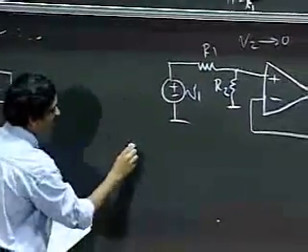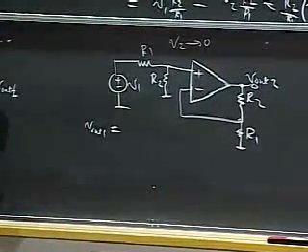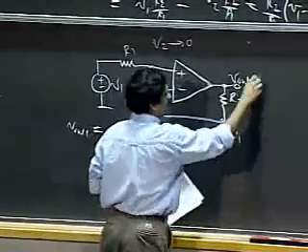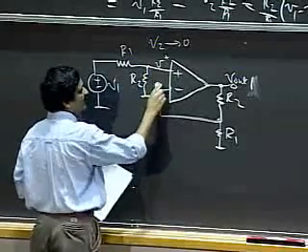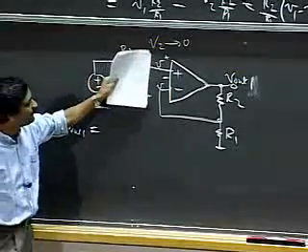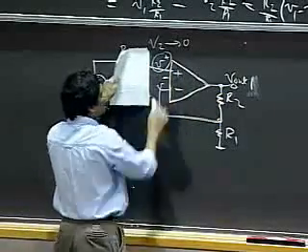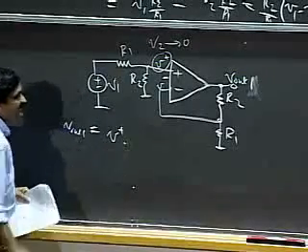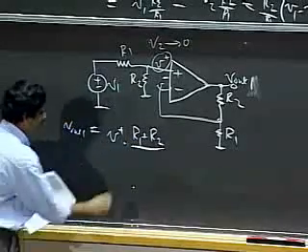Let's go ahead and analyze this one now. What is V out 1 equal to? I call this V out 1 because it relates to V1. So there's a V plus here. From our first lecture, I know that V out 1 relates to V plus in the following way: it is V plus times the sum of the resistances divided by R1.